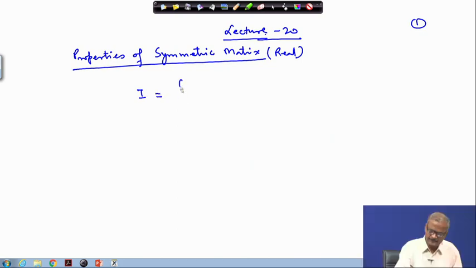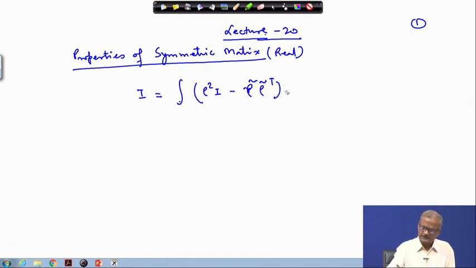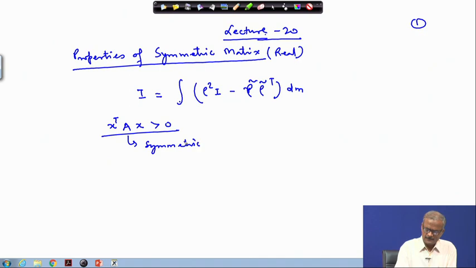The equation that we have written was rho square I minus rho times rho tilde transpose, times d m. Okay. So, you know that if I am given a symmetric positive definite matrix A, then this property, x transpose A x, must hold. This quantity will be greater than 0.